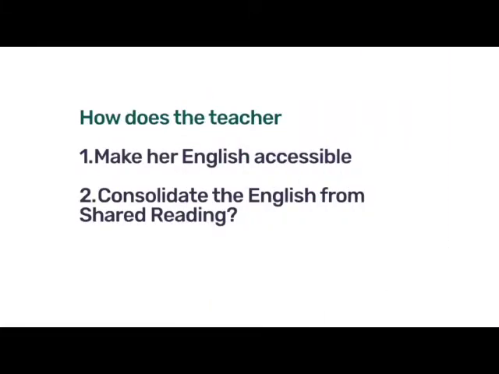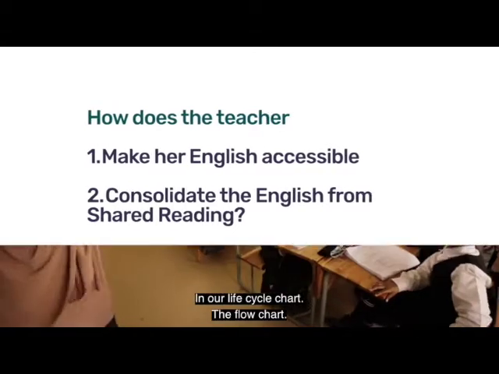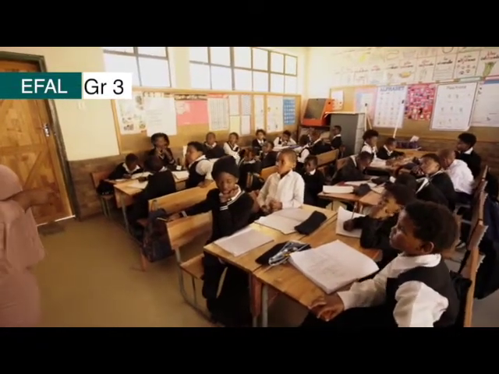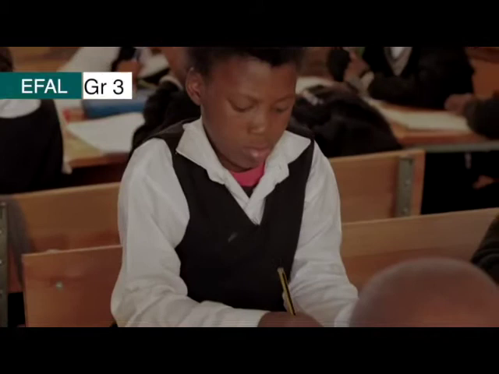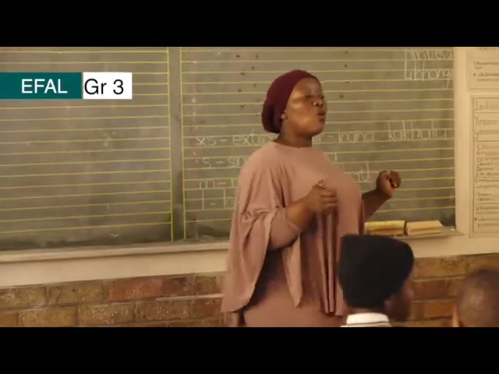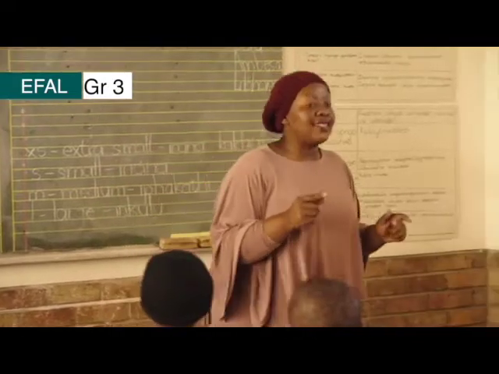Okay, so what do we do? What's the first thing we do when we're doing a summary? A life cycle chart, yeah, a flow chart. What's the first thing we must write? What do we do with the butterfly one? Eggs. What do we write next to eggs?